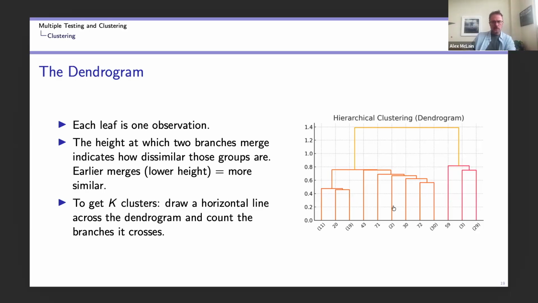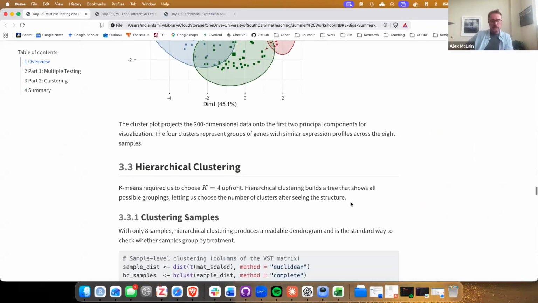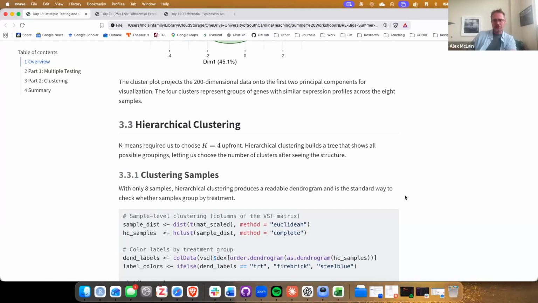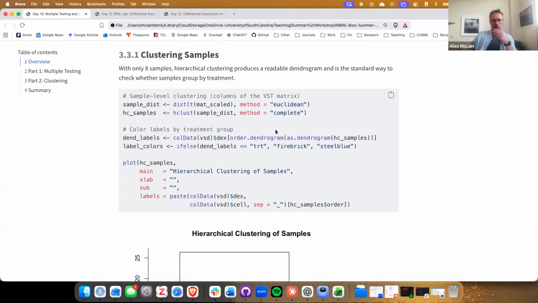Yeah, so let's take a look at this with our data, and this is where I have a mistake in here that was confusing me. We'll talk about that. I figured this out during our break. So we're going to cluster. First thing we're going to do is cluster the samples, and this is where I made a mistake.